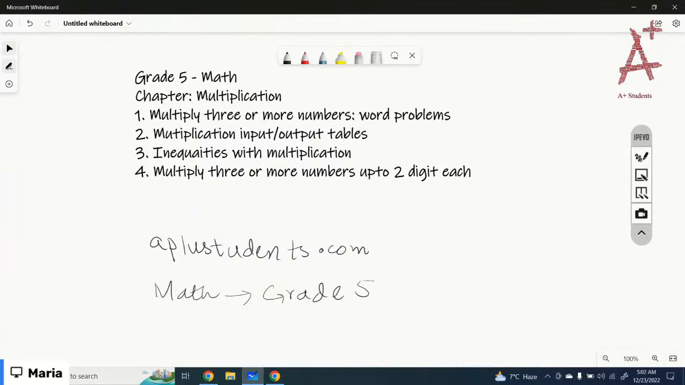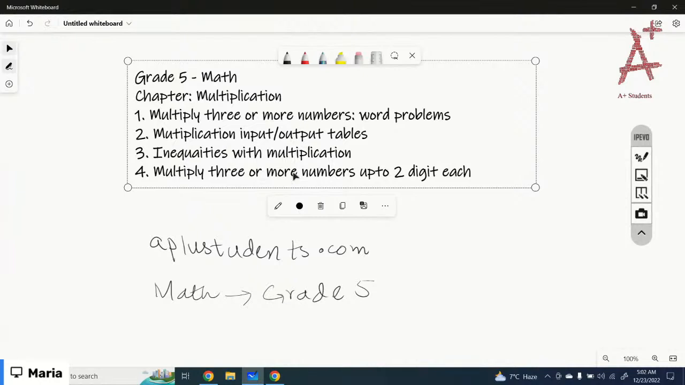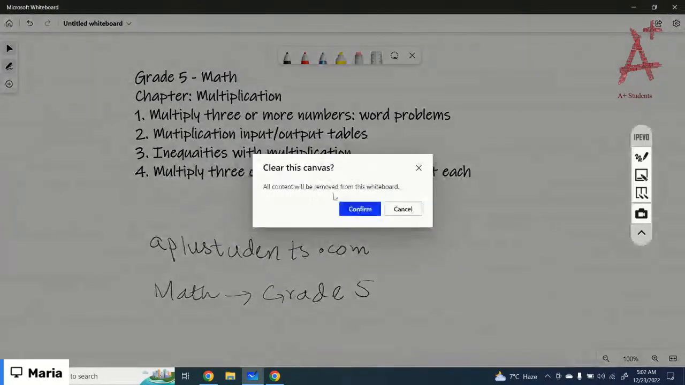So let's start with the chapter multiplication. The lessons we're going to cover today are multiply three or more numbers word problems, multiplication input output tables, inequalities with multiplication, multiply three or more numbers up to 2 digit each. So let's start with the first lesson, that is multiply three or more numbers word problems. Let me just write down the lesson name, then we'll start.